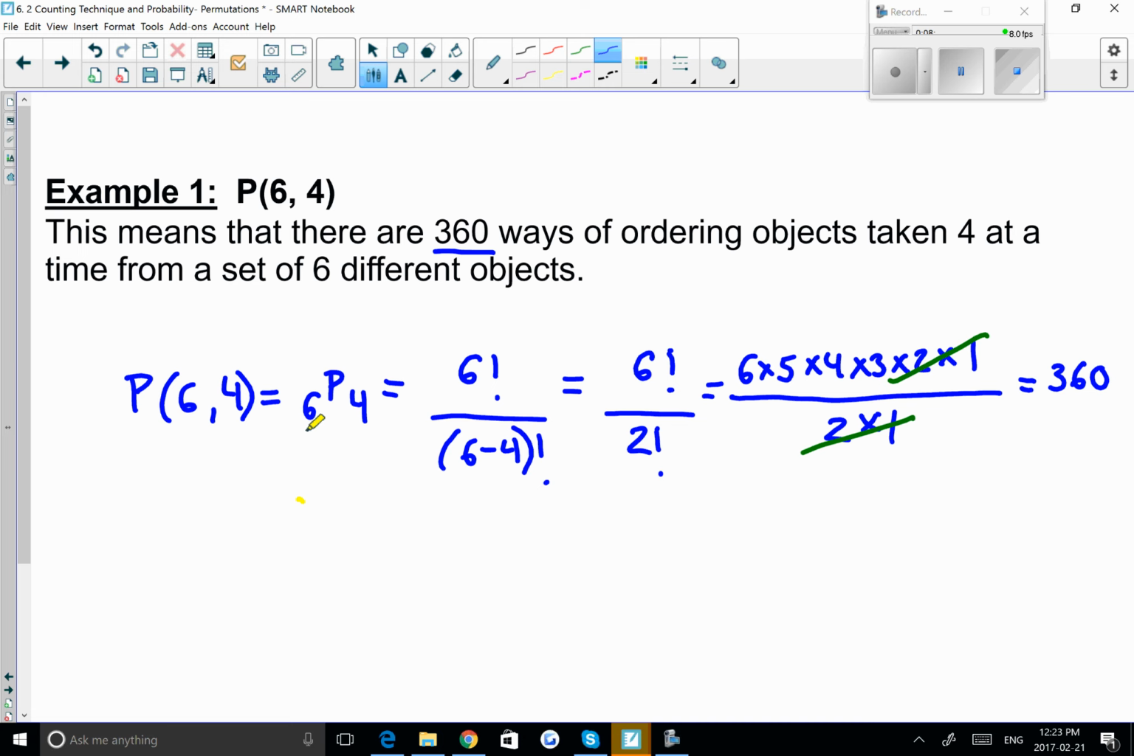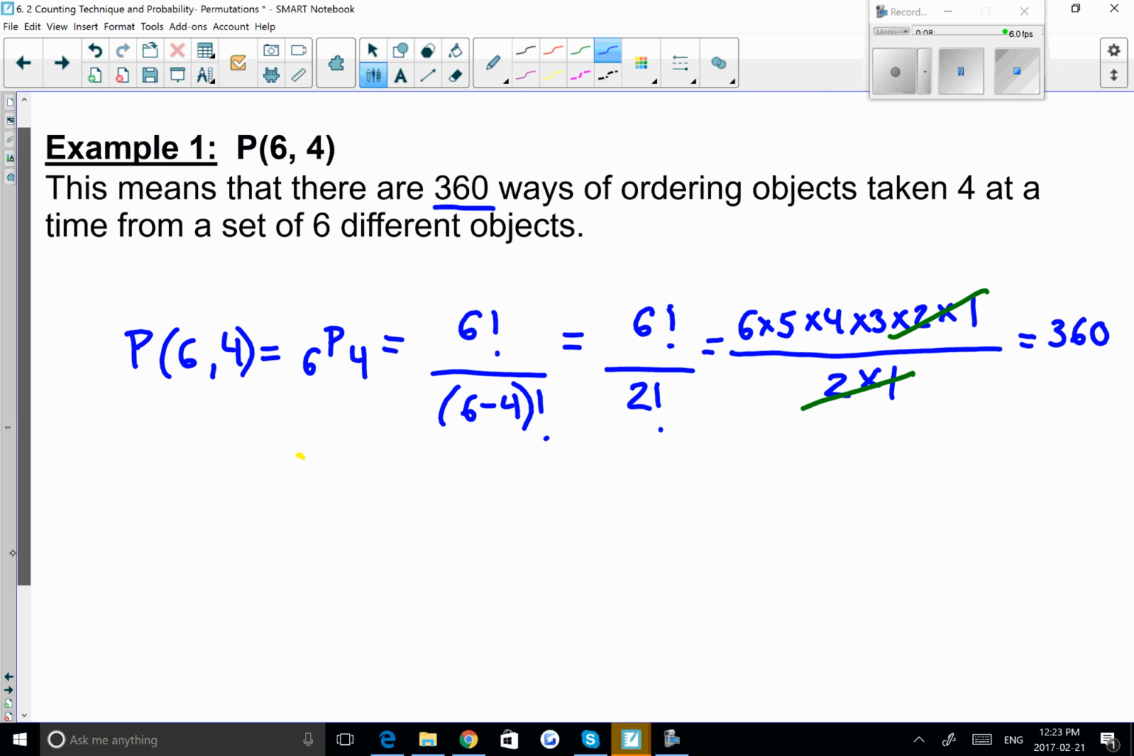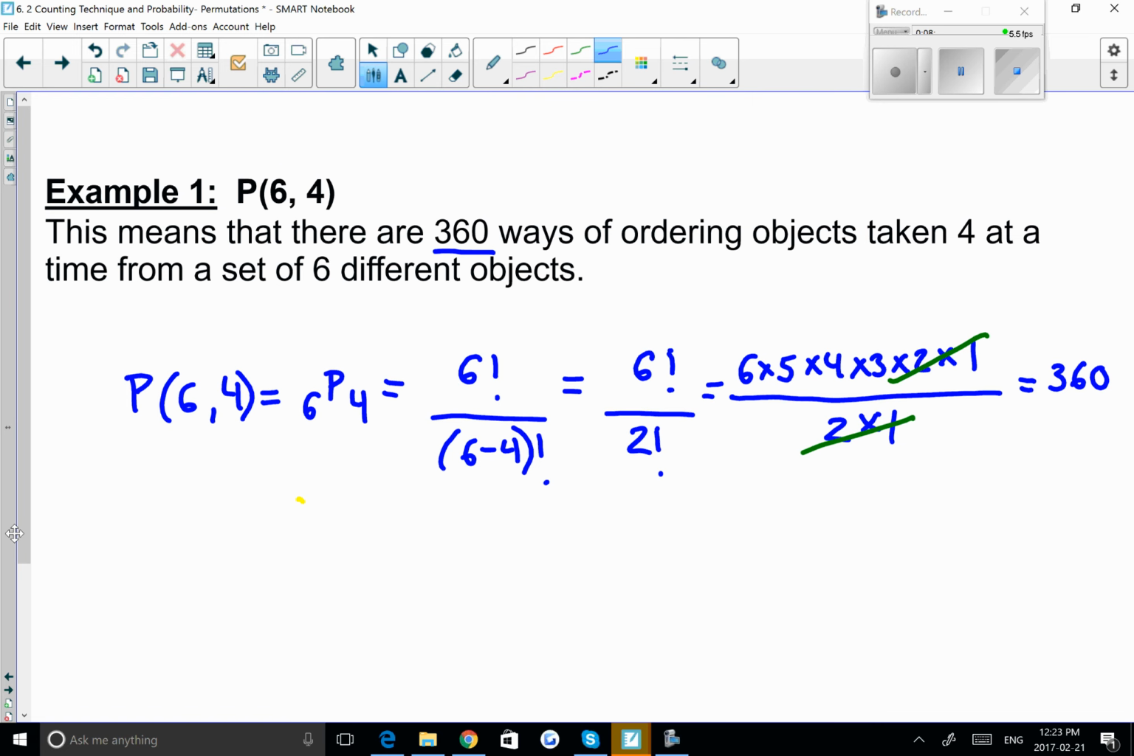Take a second and try and punch this into your calculator. Make sure you get the same result. Make sure you know how to use your calculator. So now we're going to look at different types of questions that would lead us to use this permutation.